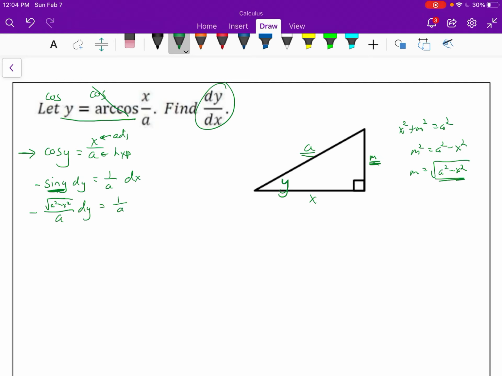dy equals 1 over a dx. And now we can multiply both sides by the reciprocal. At the same time, we can divide both sides by dx. So we'll divide by dx. We will multiply both sides by the reciprocal. So that's negative a over the square root of a squared minus x squared.